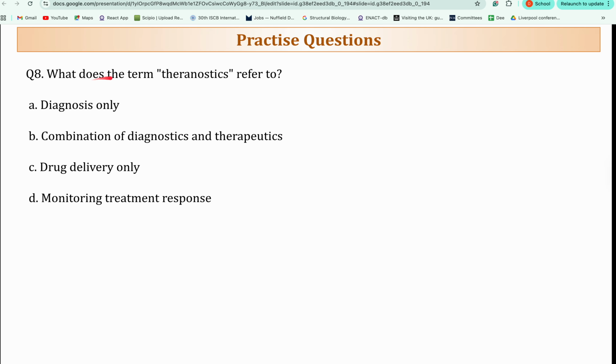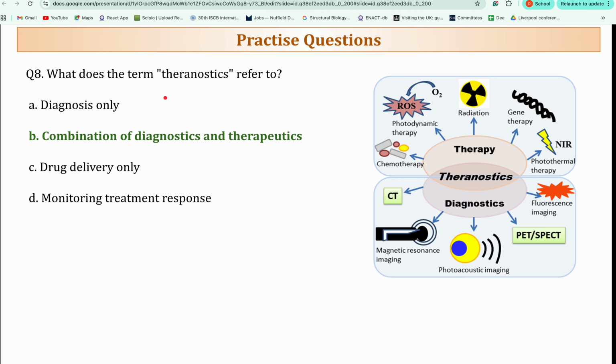Okay, next question is, what does the term theranostics refer to? Option A, diagnosis only. Option B, combination of diagnostics and therapeutics. Option C, drug delivery only. And option D is monitoring the treatment response. Okay, this is also straightforward. As the name suggests, theranostics is a combination of therapy and diagnostics.